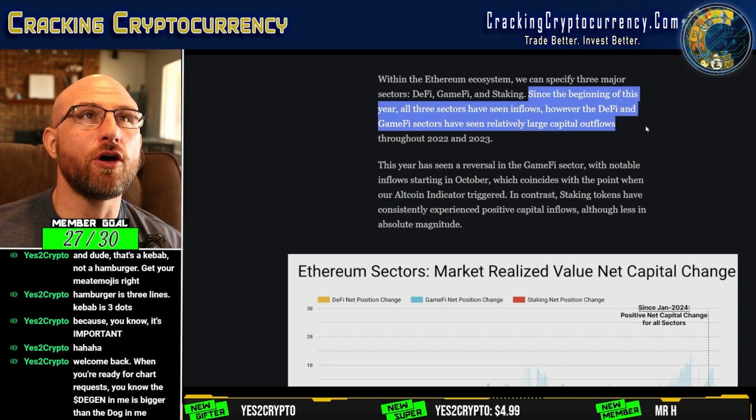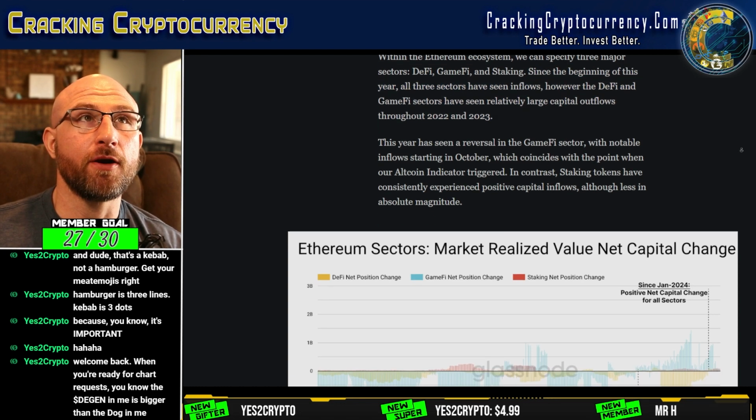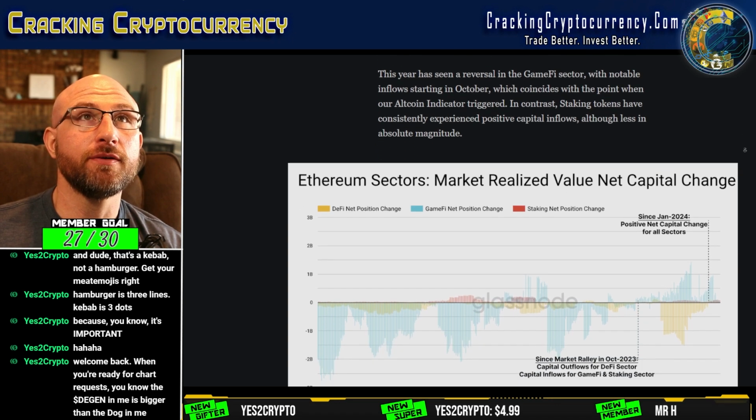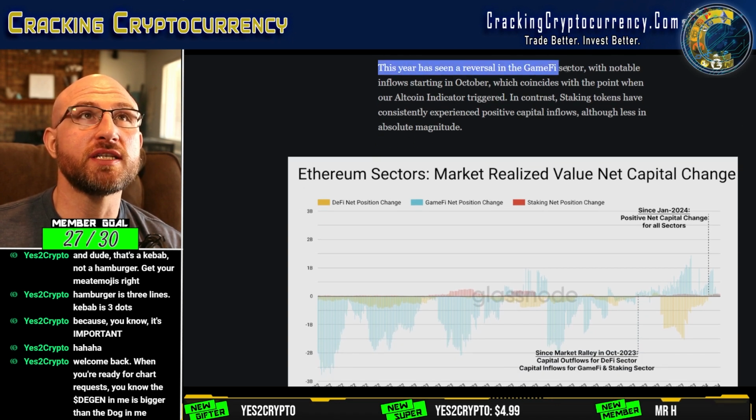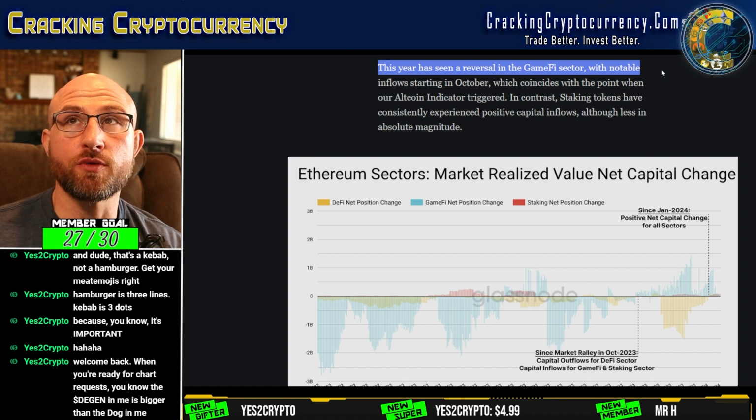Since the beginning of the year, all 3 sectors have seen inflows. However, the DeFi and GameFi sectors have seen relatively large capital outflows throughout 2022 and 2023. All right. This year, however, has been a reversal in the GameFi sector. So we were seeing lots of money.